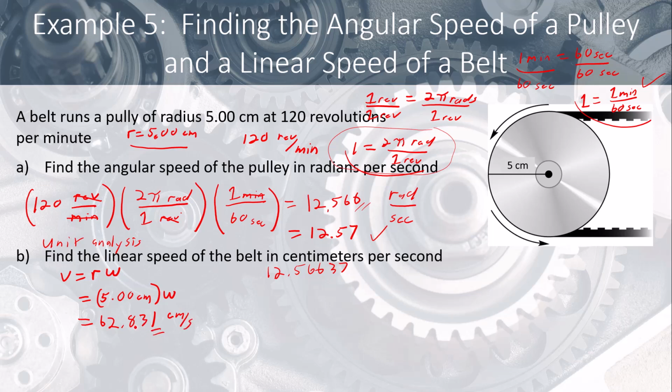We want to round to 2 decimal places. Our third decimal place is less than 5, so this will round to 62.83 centimeters per second. And that is all I have for this particular video.